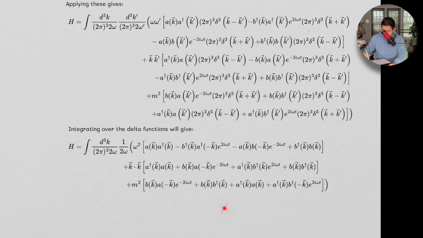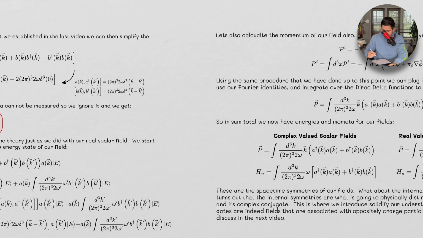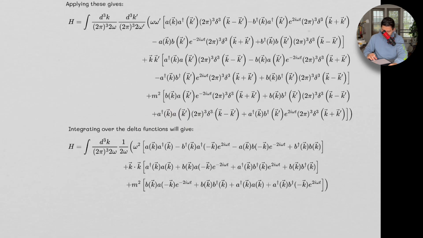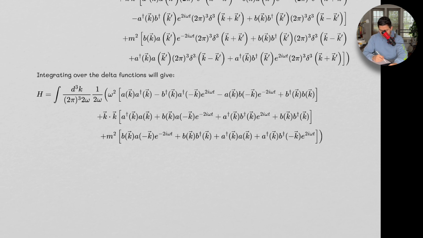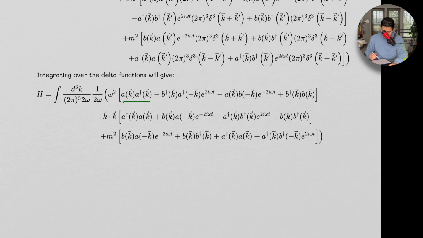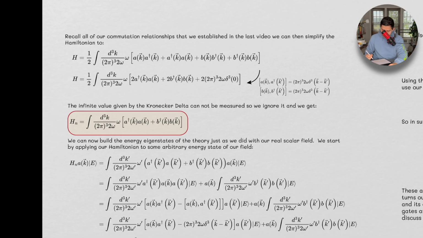But then all of this here is going to get reduced because we can recall now the commutation relationships that we established in the last video, and we can simplify the Hamiltonian to this. Now this is wildly reduced, and the reason for that is because we have a lot of commutation relationships that are going to go to 0, right? So we kept this guy. We kept this guy, right? We have alpha, A dagger, A not dagger, and then B.